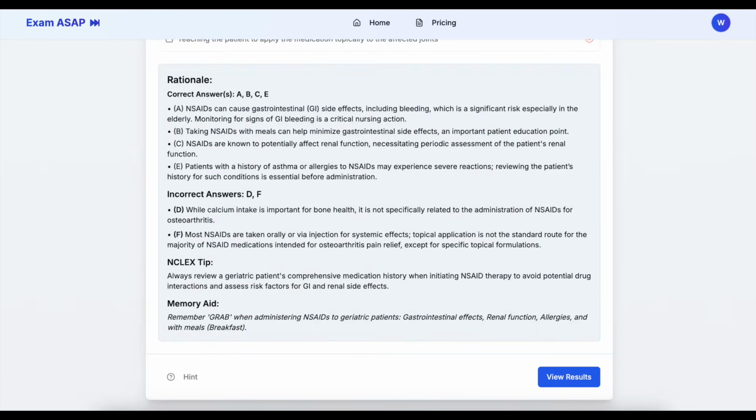Rationale. A. NSAIDs can cause gastrointestinal, GI, side effects, including bleeding, which is a significant risk, especially in the elderly. Monitoring for signs of GI bleeding is a critical nursing action. B. Taking NSAIDs with meals can help minimize gastrointestinal side effects, an important patient education point. C. NSAIDs are known to potentially affect renal function, necessitating periodic assessment of the patient's renal function. E. Patients with a history of asthma or allergies to NSAIDs may experience severe reactions. Reviewing the patient's history for such conditions is essential before administration.